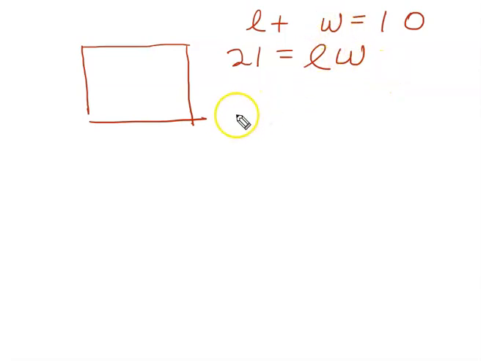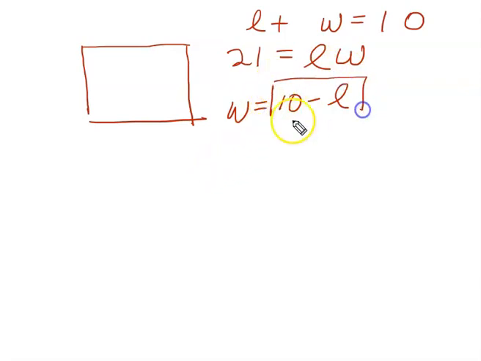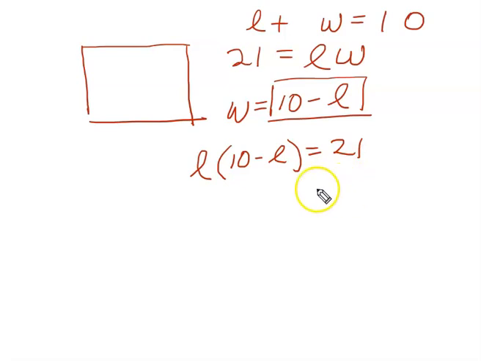So let's solve for the width. So the width would be 10 minus L. Okay, so now we can go into our area here with our value, and again, we're using substitution, that the width is 10 minus L. So we have L times the width, which is 10 minus L, equals 21. I think you can all agree to that.